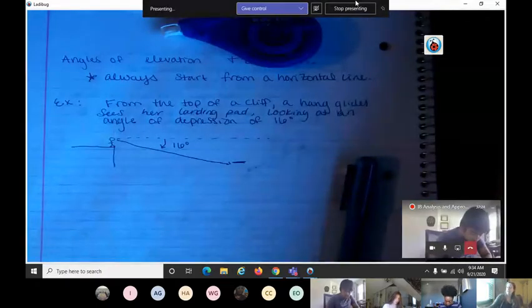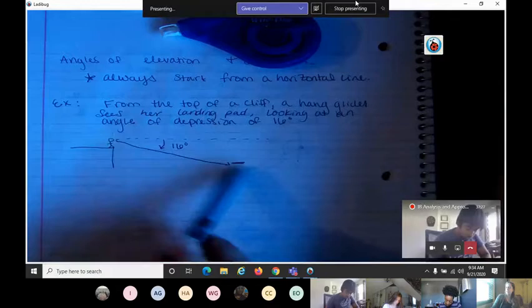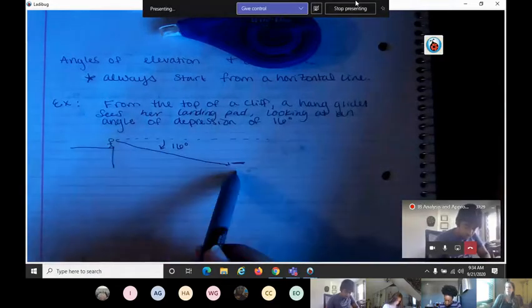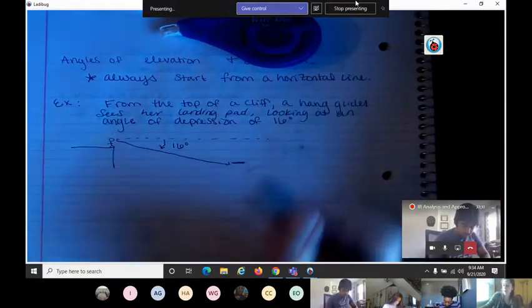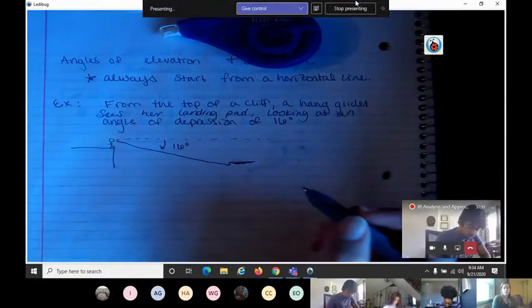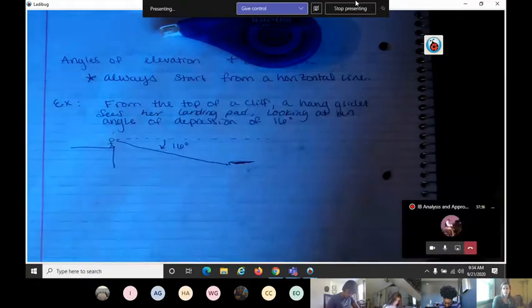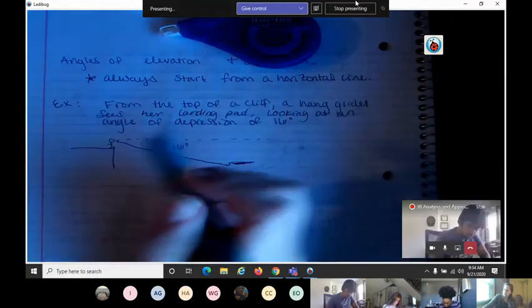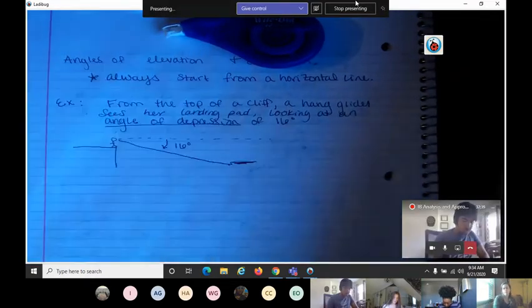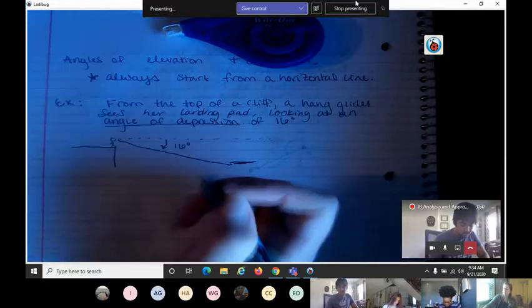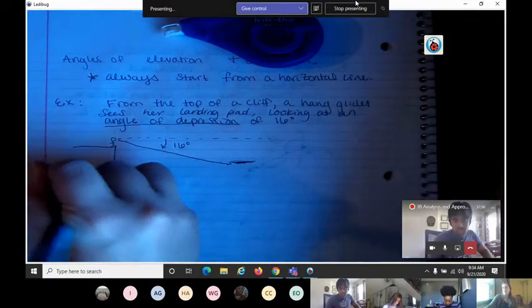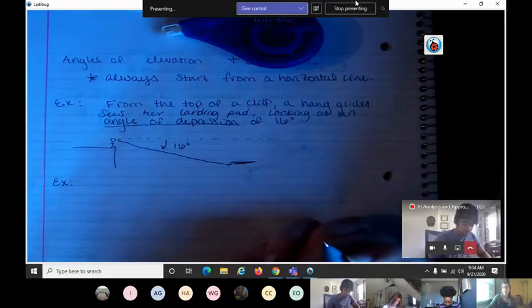Okay, so she's looking down with an angle of depression of 16 degrees from the top of the cliff to her landing pad. And this is angle of depression. Okay, so angle of depression is when you're looking down from something. Angle of elevation is going to be when we're looking up.